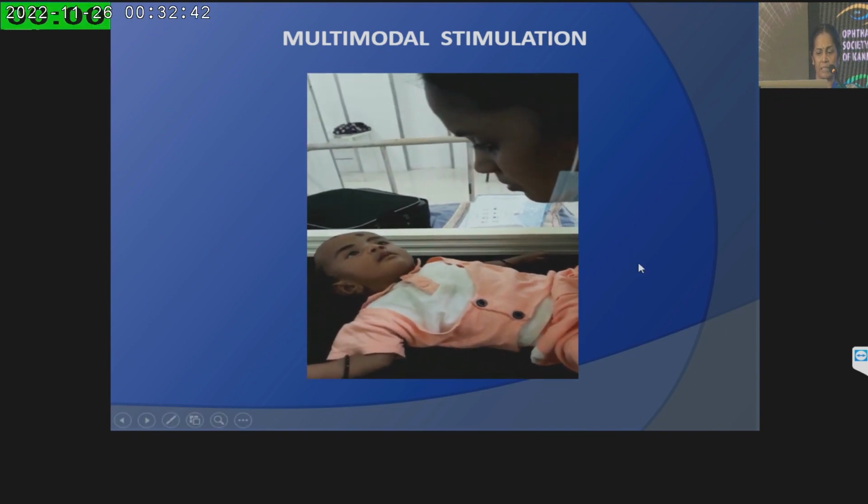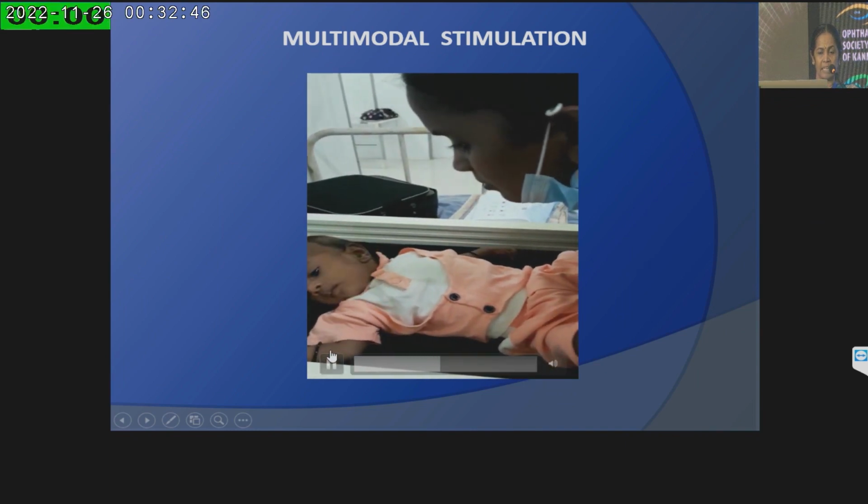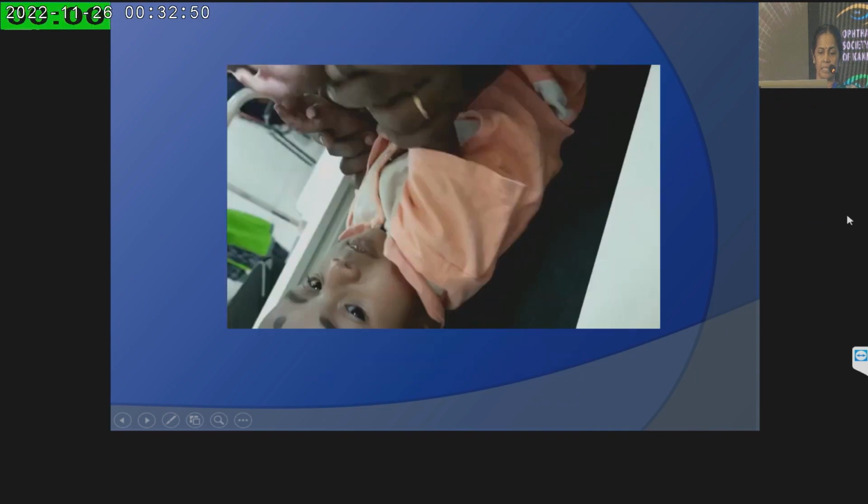I told the mother to talk to the child and keep the child's hand over the face of the mother and sing a lullaby or talk or call him. See the difference.